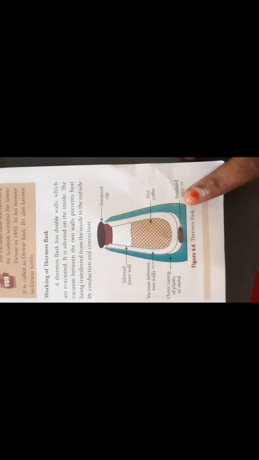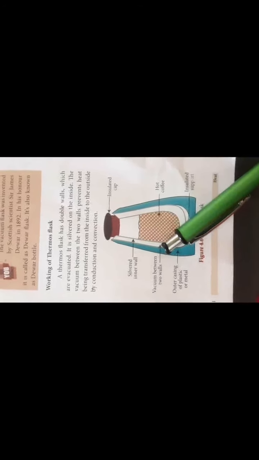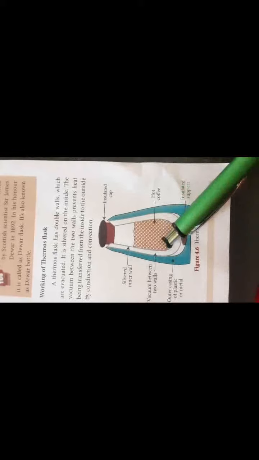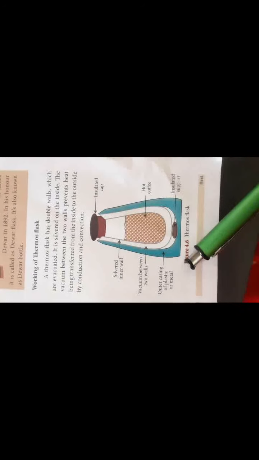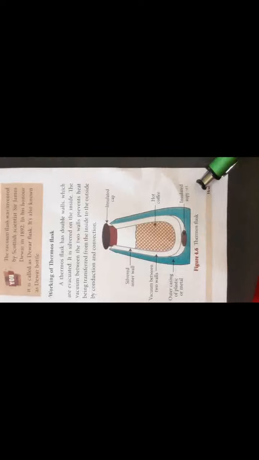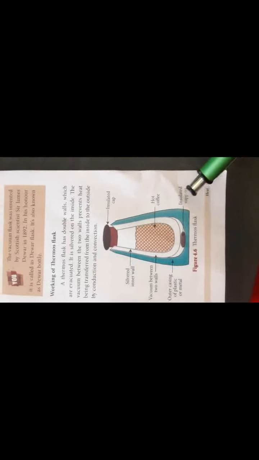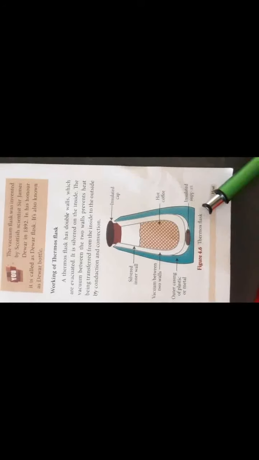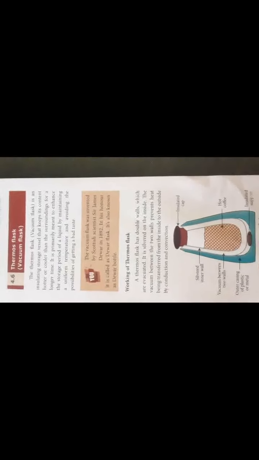If you take this, its outer part is covered by one surface, and inside it has a silver inner wall and a vacuum between the two walls. Inside we have coffee, an outer casing of plastic or metal, an insulated top and insulated support. You have double walls and it is an insulator. Usually what is the function of an insulator? An insulator will not allow the heat to go out beyond it, so it will not allow the heat to get into the atmosphere.